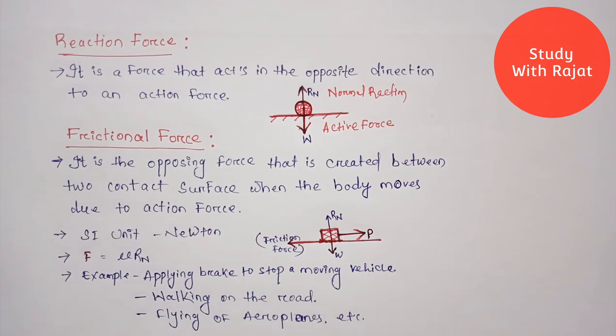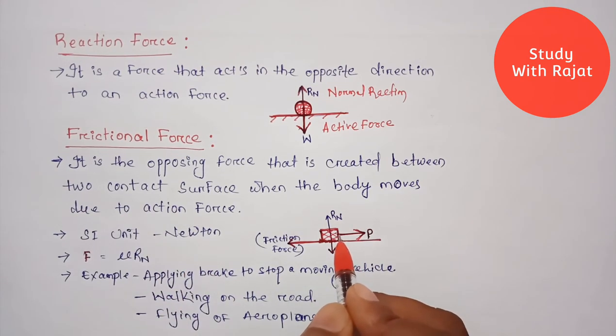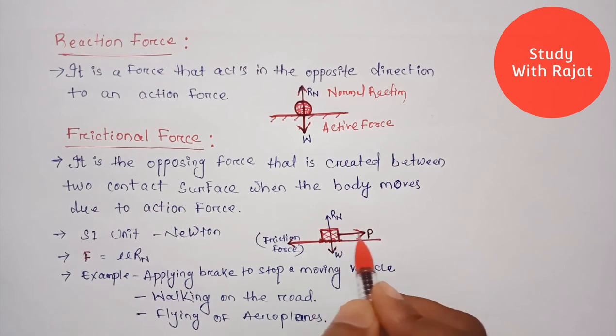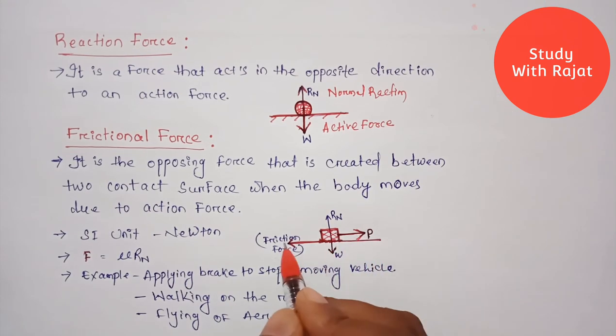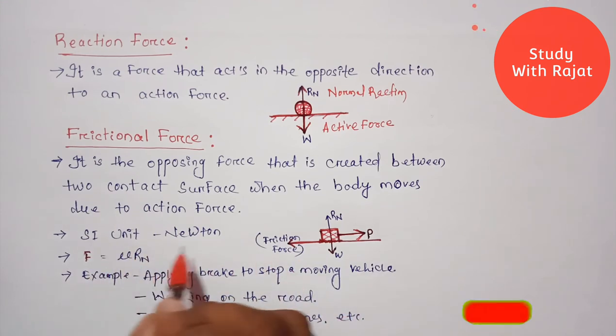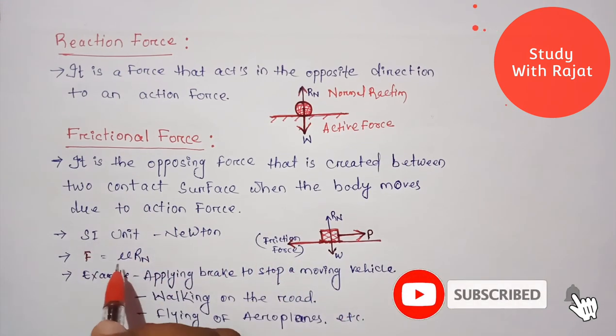So you should remember, friction force is a force that is always opposite to the applied force. This is the applied force P, so its opposite force is the frictional force. Its SI unit is Newton and its formula is F is equal to mu into Rn.